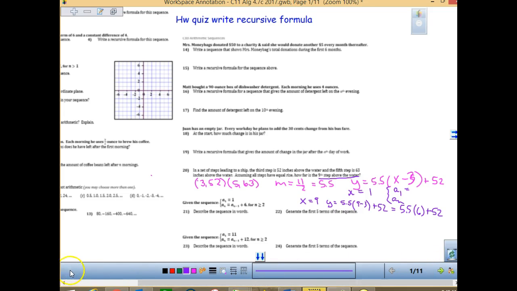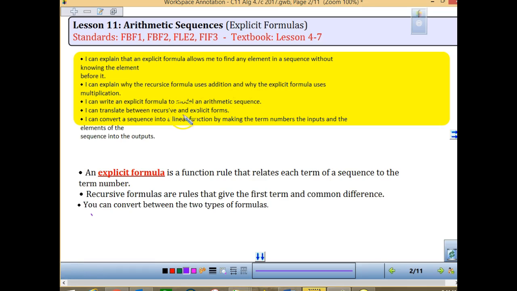So, for arithmetic sequences, I can translate between recursive and explicit form, so I have to be able to go between the two. And I can convert a sequence into a linear function. So with that linear function, a lot of times when we're thinking linear function, we might be thinking of an equation for a line, like slope-intercept, or we might be thinking point-slope form. Usually, with explicit and recursive, we're not thinking standard. It just isn't set up for a standard form.